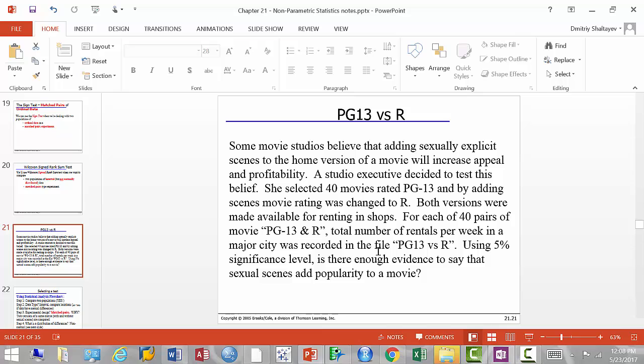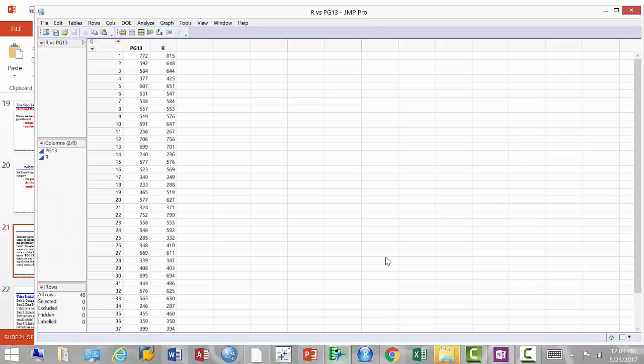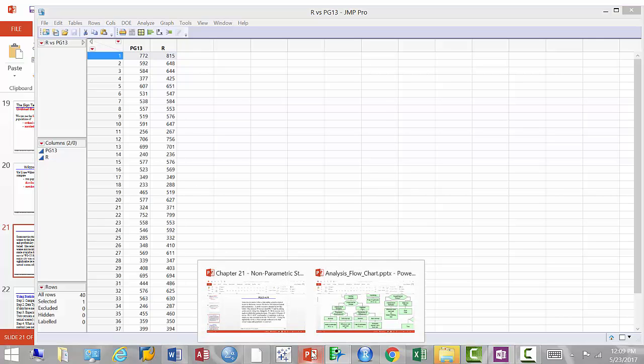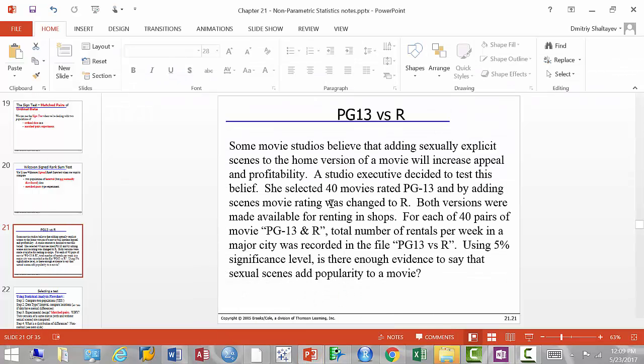So, therefore, when I'm looking at my data file, is there anything that links these observations on the same line? Number one, 772 and 815. What links them? It's the same movie. Different versions, but pretty much it's the same thing, right? So therefore, I have matched pairs, right? These are the same movies on both columns.